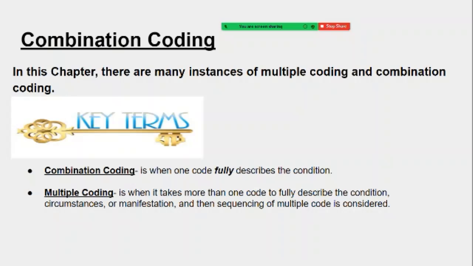So let's talk about combination coding. In this chapter, there are many instances of multiple coding and combination coding. Let's talk about a couple of key terms that are very important for you to know. Combination coding is when one code fully describes the condition. Multiple coding is when it takes more than one code to fully describe the condition, circumstances, or manifestation, and then sequencing of multiple codes is considered.